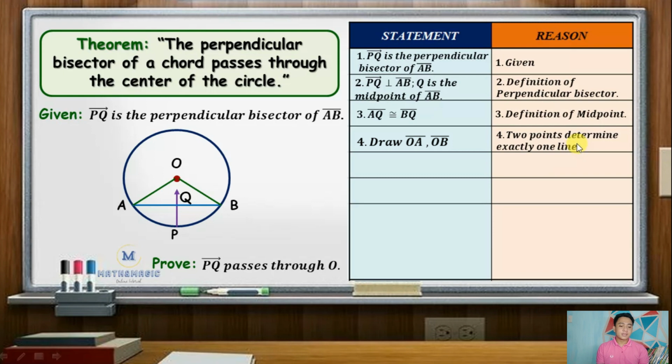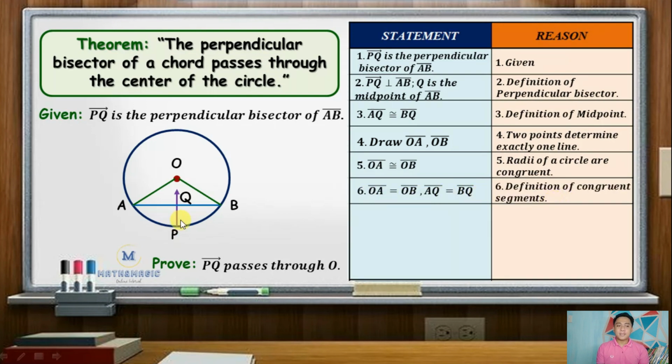Statement number 5, this is related to what we stated in number 4. Here, line segment OA and line segment OB become the radii of the circle O. Thus, segment OA is congruent to segment OB. Reason for this, radii of a circle are congruent. With this, we can now conclude that segment OA is equal to segment OB and segment AQ is equal to segment BQ. That is by definition of congruent segments.